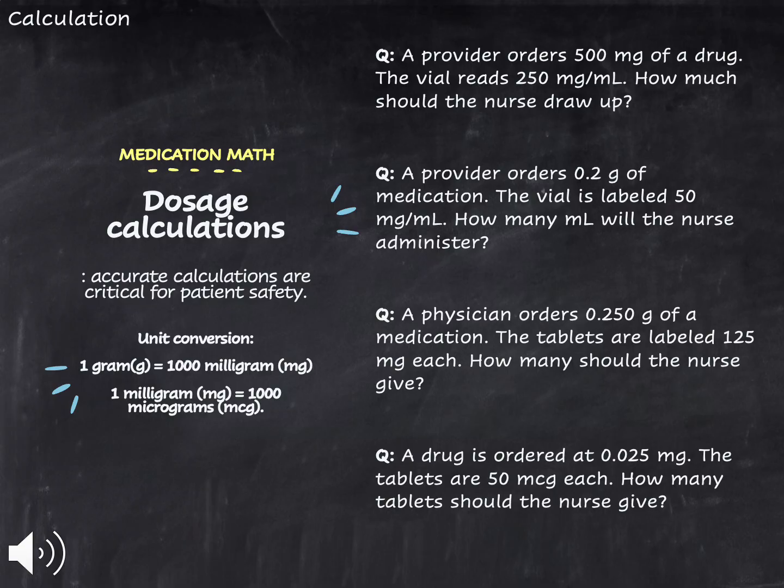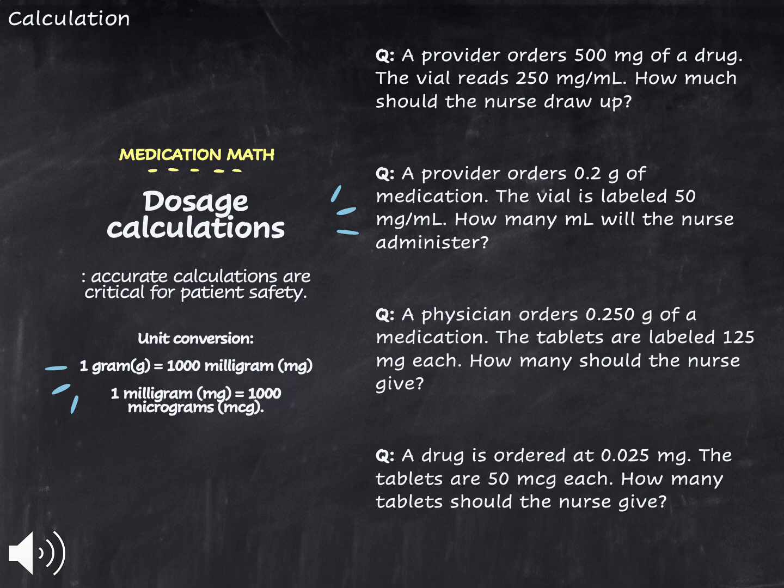A quick tip: if your math says to give 20 milliliters of something meant for an injection, stop and double-check. Your calculation or the order might be wrong. Before giving any medication, verify the 5 rights of medication administration: the right patient, drug, dose, route, and time. And don't forget the 6th right: documentation.